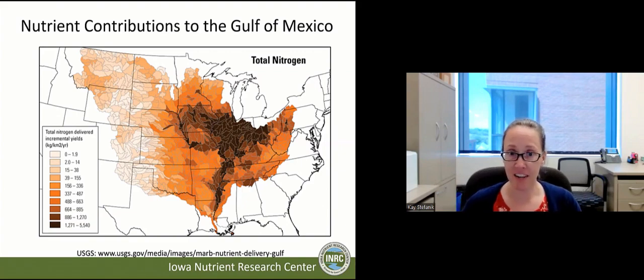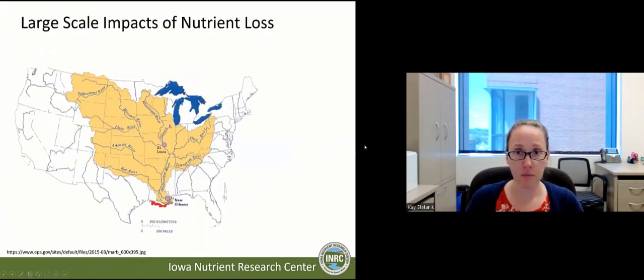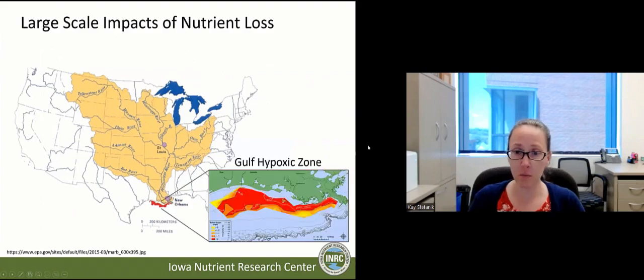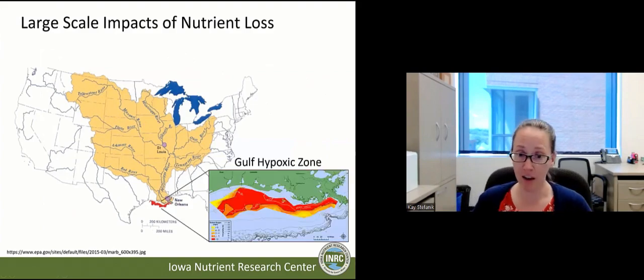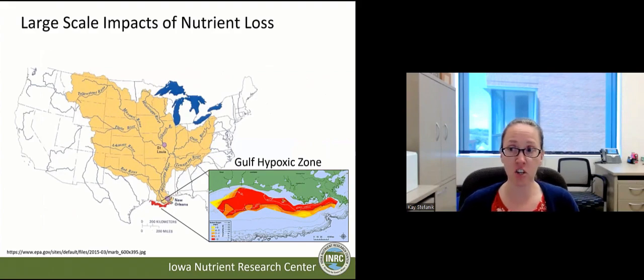So the stuff that's not taken up can end up in our waterways. And in the case of nitrogen and phosphorus, it can end up in our waterways in Iowa, but also eventually make it to the Mississippi River, where it gets into the Gulf of Mexico. And this has caused some issues within the Gulf of Mexico itself. We've had some large-scale impacts because of this nitrogen and phosphorus loss from our ag landscape.